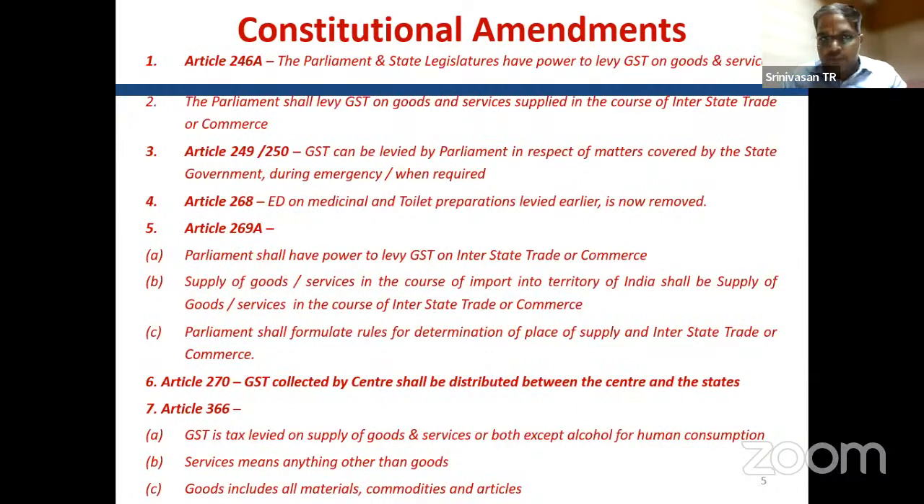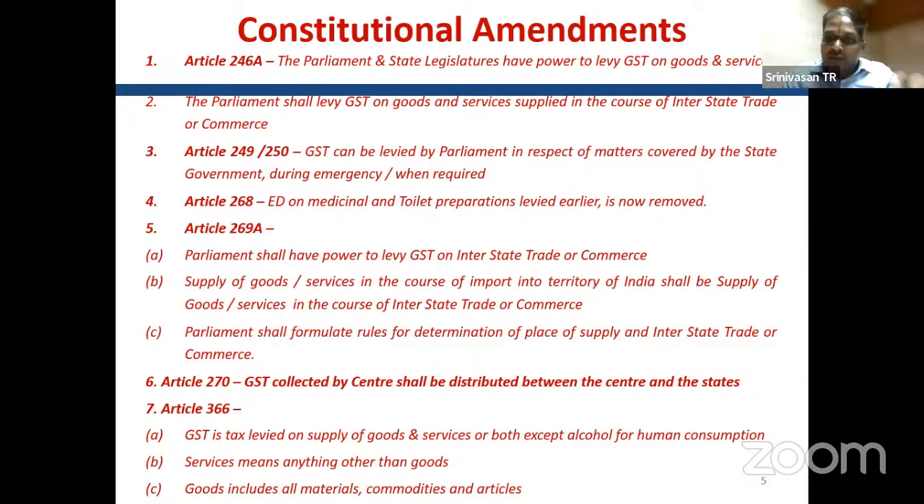So 246A, both Parliament and state legislatures have been given powers to concurrently levy GST on goods and services. It means the Parliament is saying, in fact, the wording used is supply of goods and services. You will find Article 366 of the Constitution, which says GST is a tax levied on supply of goods and services. So the focus is on 2-3 words. One is the word supply. So the taxable event is very clear, supply. And what should be supplied, either a good or a service has to be supplied. This is what they have mentioned.